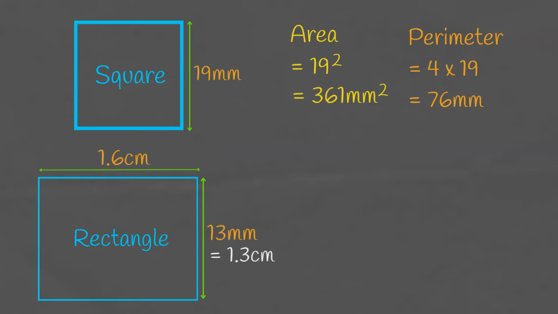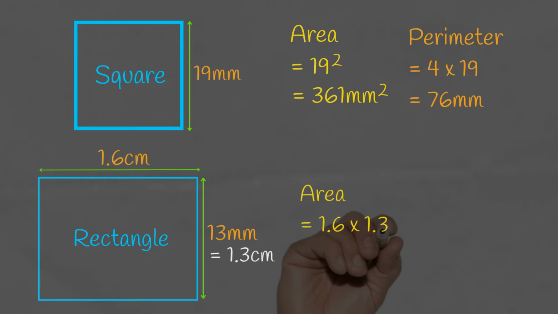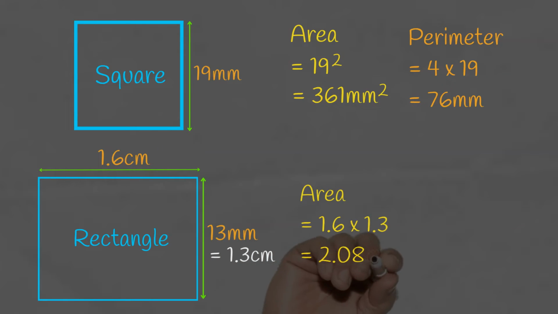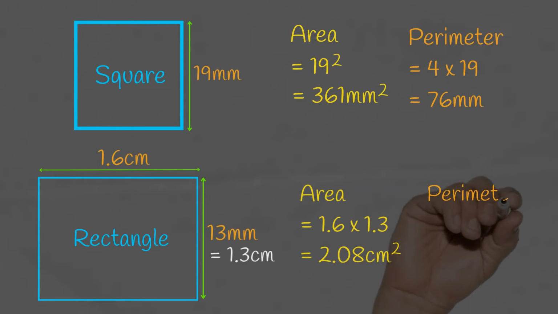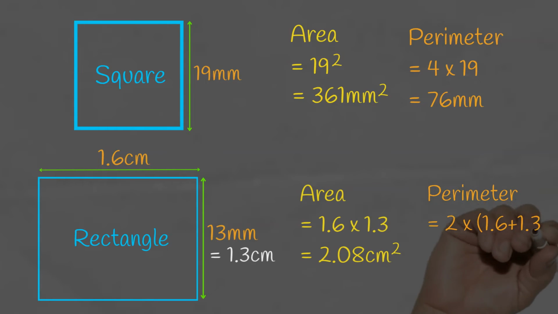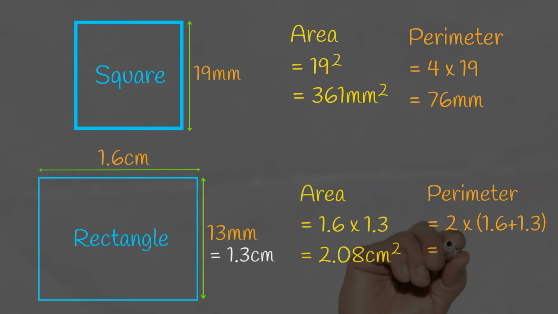So now we can work the area out, which is 1.6 times 1.3, so it's 2.08 centimeters squared. And the perimeter is 2 times 1.6 plus 1.3, which is 5.8 centimeters.